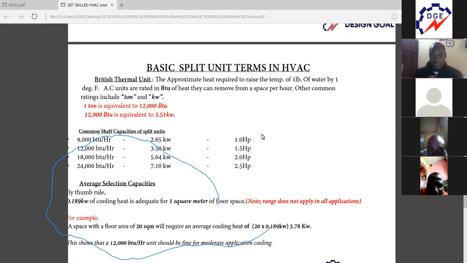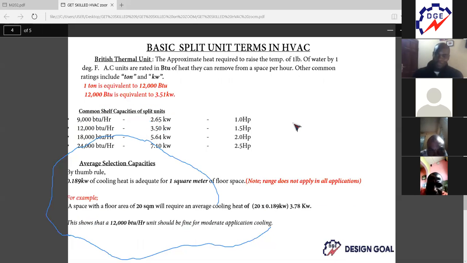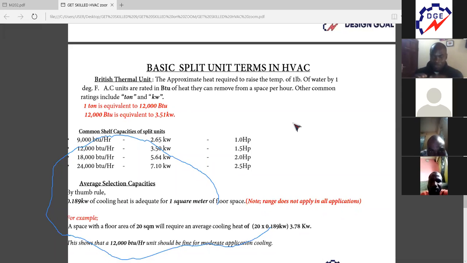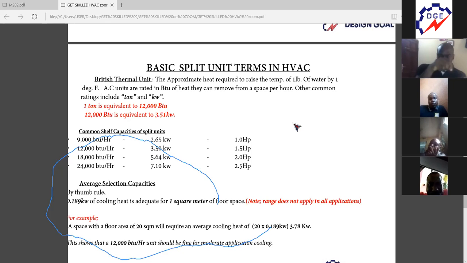But for those who intend to be pure, well brought up, well defined engineers, it will be ideal for you to understand the intricate parts of the design process itself. One, we'll talk about the British thermal unit. We look at the approximate heat required to raise the temperature of 1 pound of water by 1 degree. I hope you understand this. It says the approximate heat required to raise the temperature of 1 pound of water by 1 degree is like saying we're increasing the temperature of a pound of water from 50 degrees to 51 degrees, or we're moving it from 60 degrees to 70 degrees.